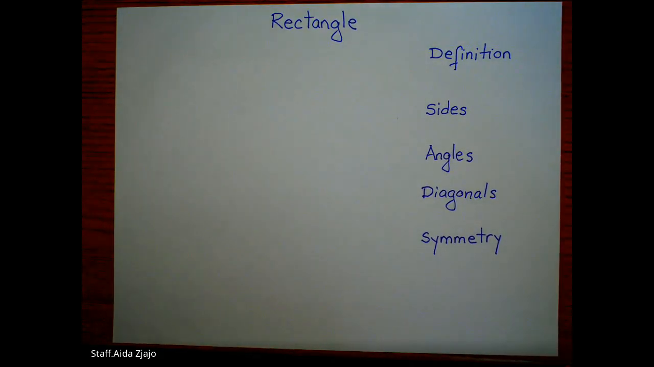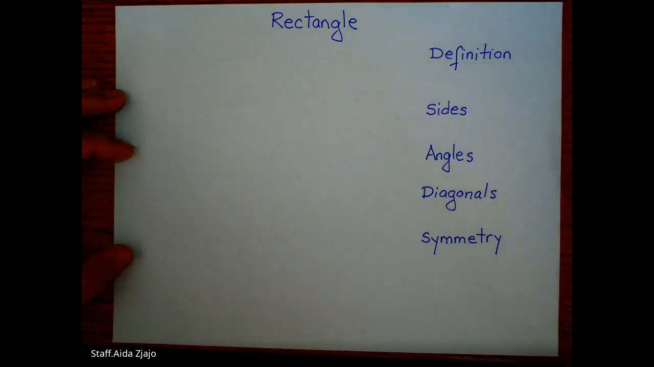Good morning, kids. Today we're going to talk about rectangles. We're going to create a rectangle and talk about the rectangle's definition, sides, angles, diagonals, and also symmetry. So let's start.